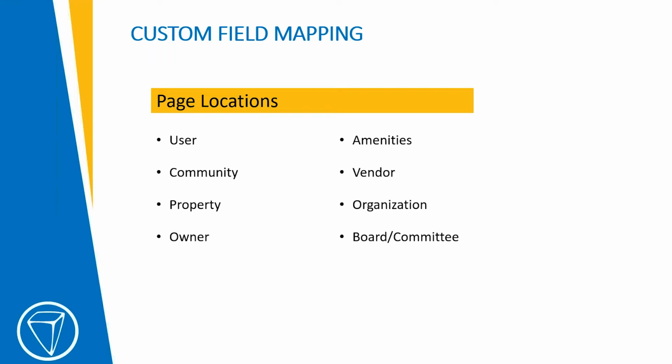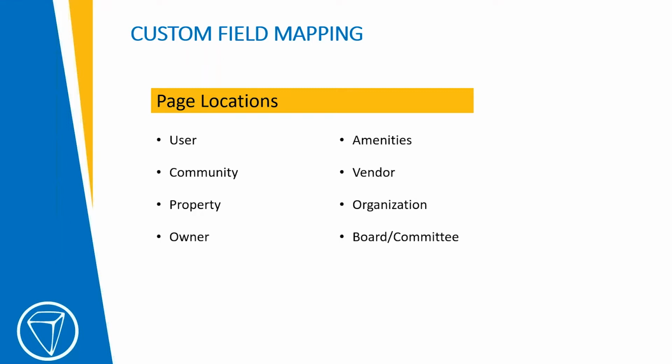Like I said, user level, community, your properties, your owners, even your amenities, vendors, and one of the things I really like is the organization level, and we'll go into why that's important. And then items like board committee pages. And there's actually a few additional ones, but with the timing, we won't be able to cover those today, but you'll be able to see and go through being able to set those up additionally.